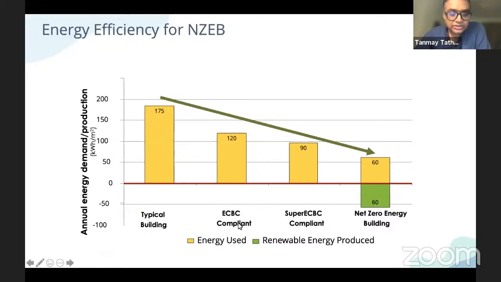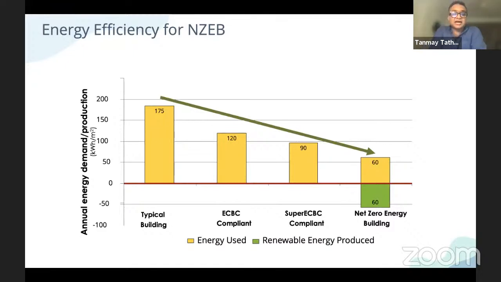Now there are building codes. So there is an energy conservation building code which prescribes a minimum level of energy efficiency. So if the building follows the code, that means it has energy efficiency in its design, specification, and equipment, it will reduce its energy use from 175 to 120. Now, you can also follow a higher level of energy code, which is called the super ECBC. So the energy conservation building code has three levels: ECBC, ECBC Plus and Super ECBC. Super ECBC is the most stringent and is called the near zero standard. So if you follow the specifications of Super ECBC, your building energy use comes down to 90, right?